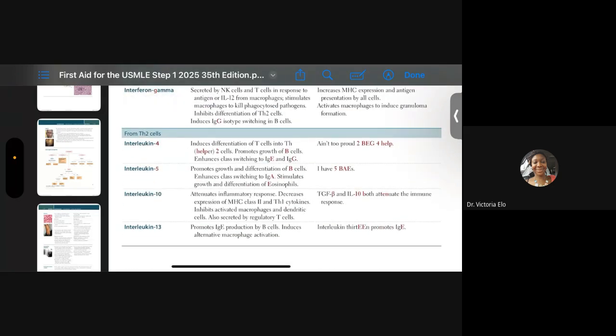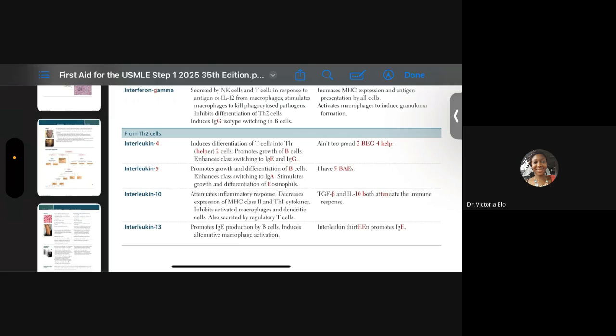Then Th2. Th2 basically makes interleukin 4. Interleukin 4 is really important. In order to get that Th2 response, we need interleukin 4. We discussed that it promotes the B cell, and it further increases class switching in order to get antibodies apart from IgM.